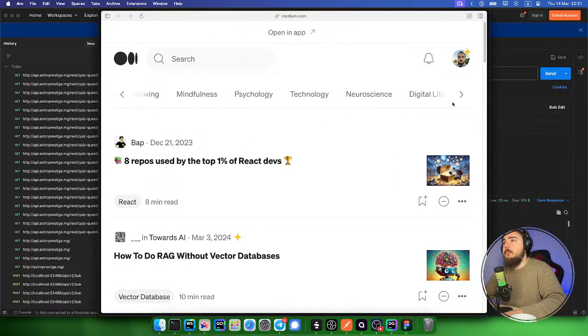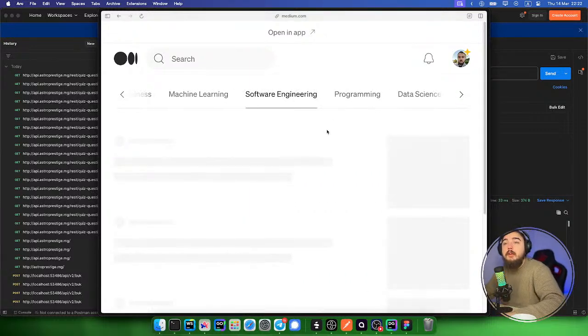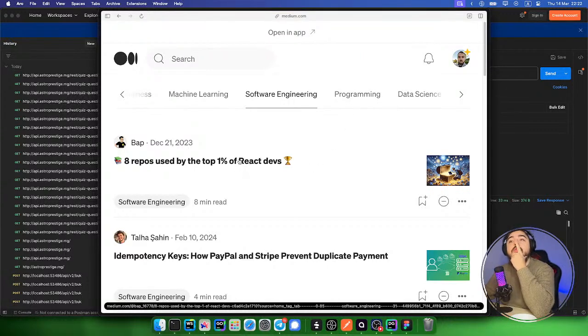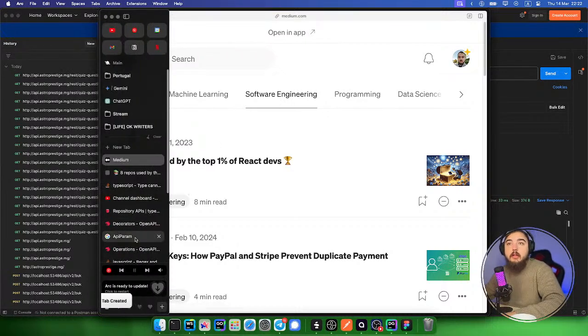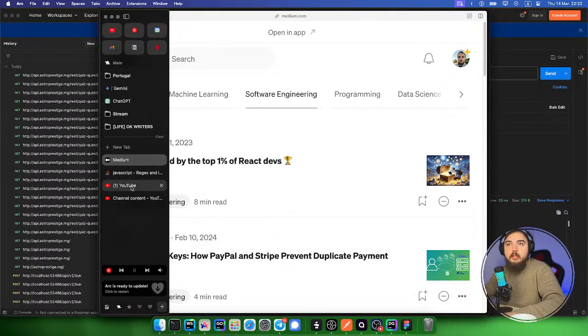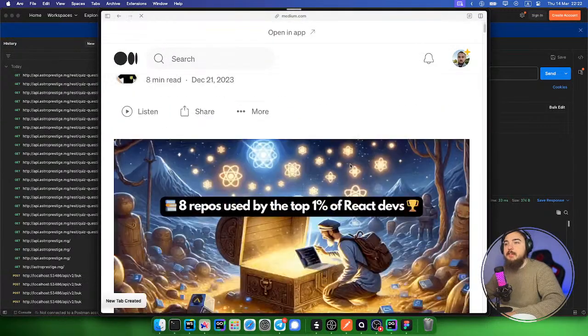Let's take economy, business, machine learning, software engineering, or programming. "8 repos used by the top 1% React devs." Oh my god, that's cool. Let's take a look. I hope it will be as good as he is saying. Let's take a look, guys.